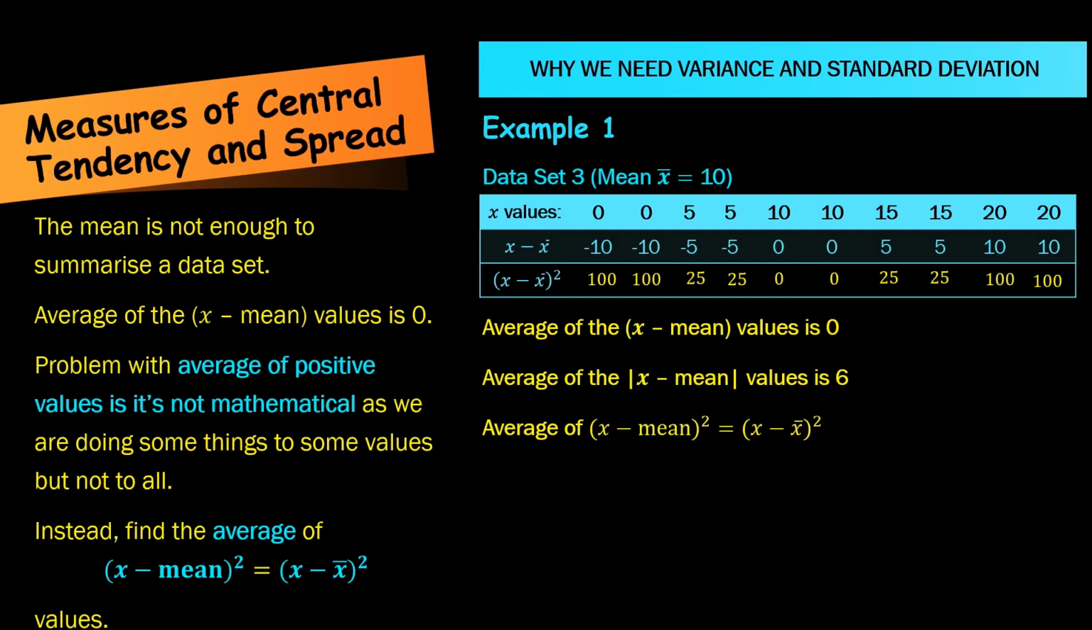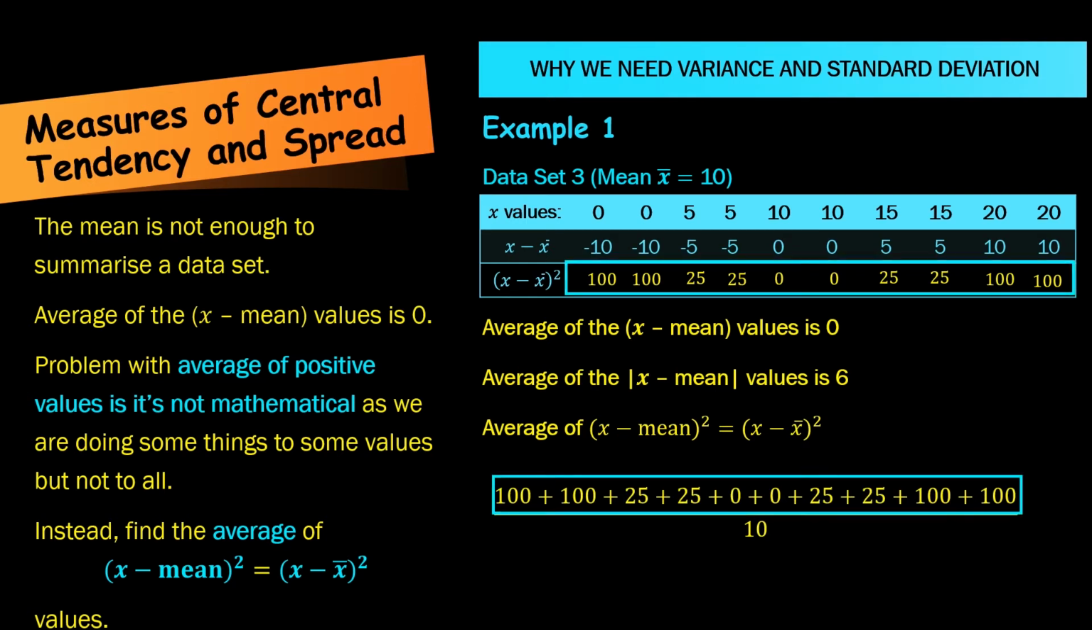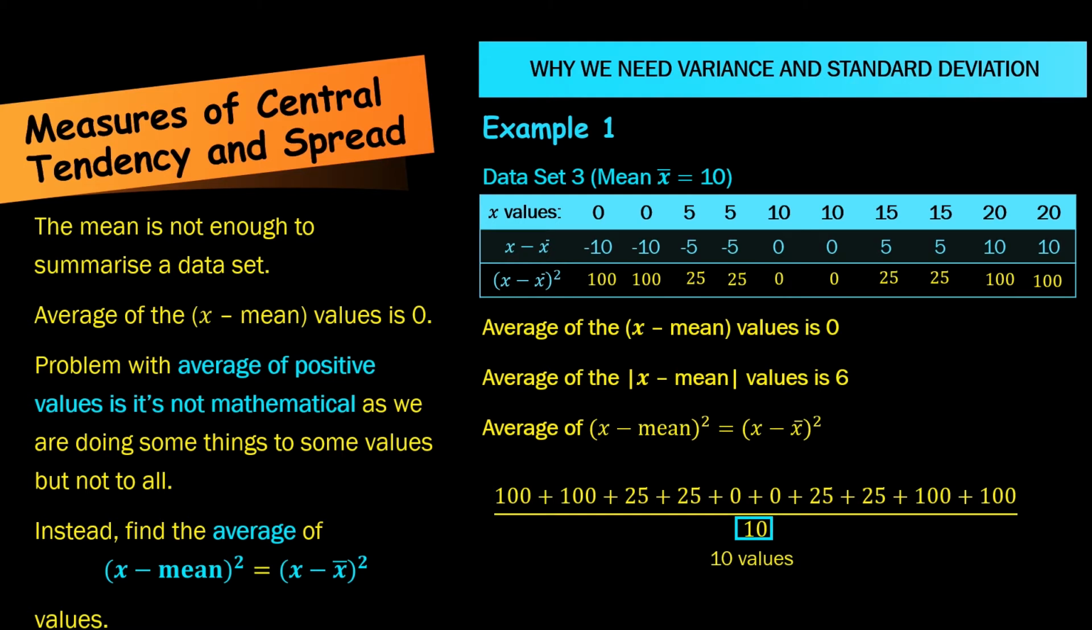So now let's take the average of the x minus mean all squared values. So we add all these values up and divide by 10, because there are 10 of them. And that gives us 50. Notice that the units are in pounds squared, because we've squared everything. Of course, we've left out the pound signs for convenience. But the units eventually for this particular calculation are, of course, pounds squared.